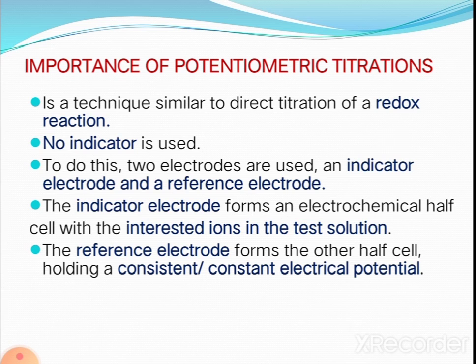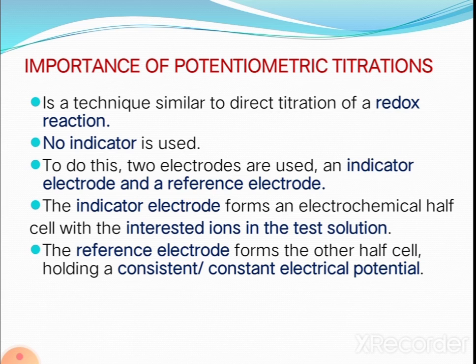First, this technique is similar to the direct titration of a redox reaction. As I told you, you can do the same titration by the volumetric method. The same type of redox reactions take place in this potentiometric method. Next, there is no requirement of indicators. To do this, two electrodes are required: one is the indicator electrode and the other is the reference electrode.